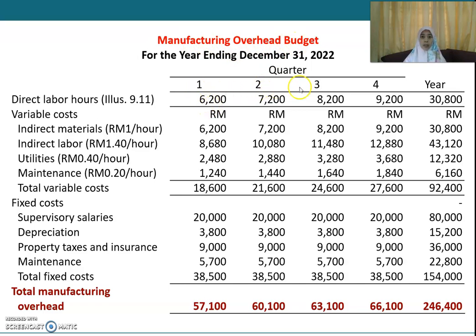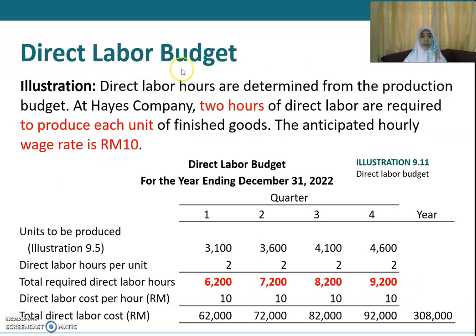So for quarter 1, 2, 3, and 4, your direct labor hours is 6,200, and this one 7,200, this one 8,200, and this one is 9,200. How do I get these figures? Go back to your direct labor budget. We have already prepared our direct labor budget just now. We see that the total required direct labor hours is 6,200, 7,200, 8,200, and 9,200.